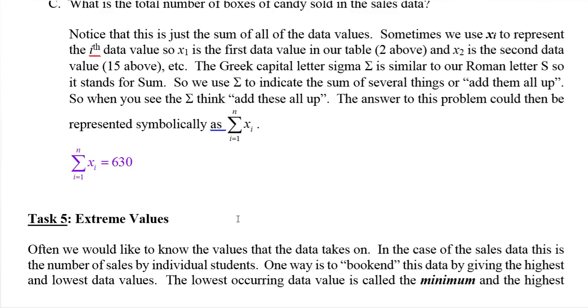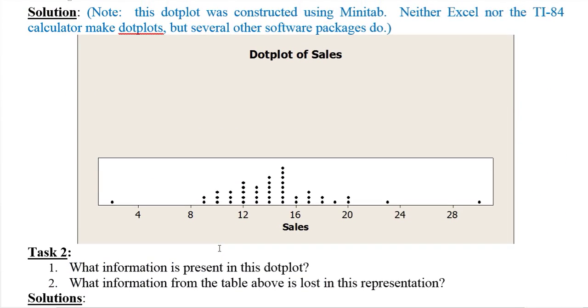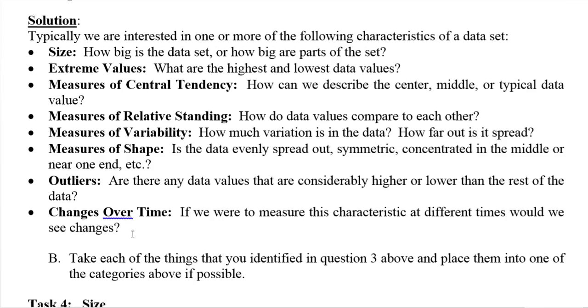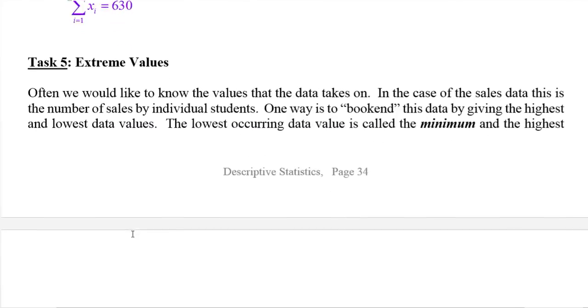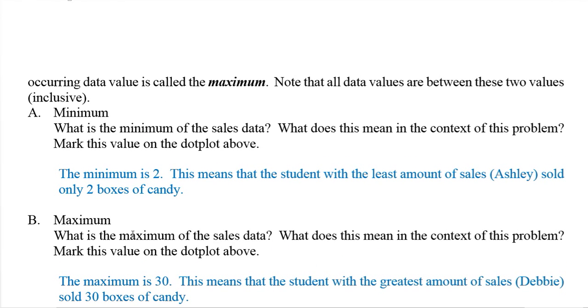Now, one of the things that we might first want to do is go to the extreme values. Well, if you've got a dot plot, it's very easy to see the extreme values. The minimum is 2, and the maximum is 30, and we can read that off very easily from there. So we had an overachiever, Debbie, who sold 30 boxes of candy, and we had kind of an underachiever, Ashley, who only sold 2 boxes of candy.